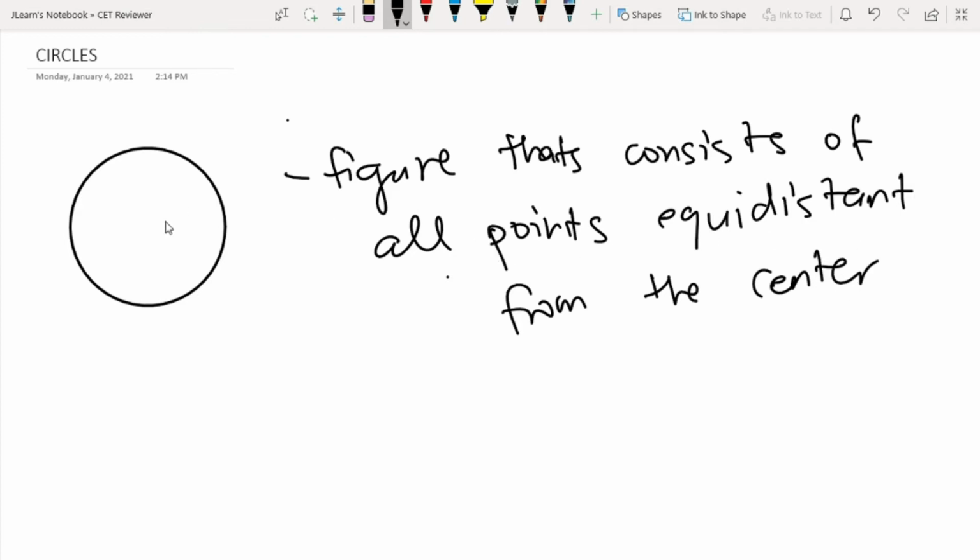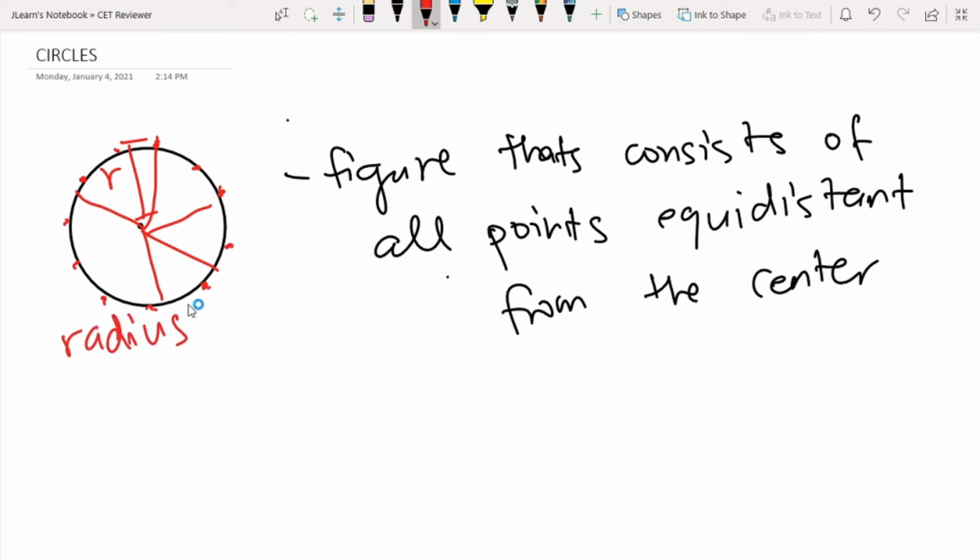Okay, so anong ibig sabihin nito? Meaning, meron tayong center dito, which is obviously yung gitna ng circle. Let's say yan. Meaning, lahat ng points around the circle ay same length pag mineasure mo from the point to the center. So, equal yan, equal yan, equal yan. Okay? And we call this distance r, or the radius.